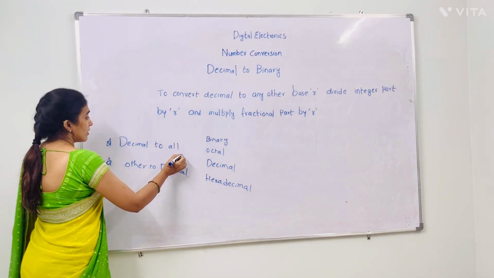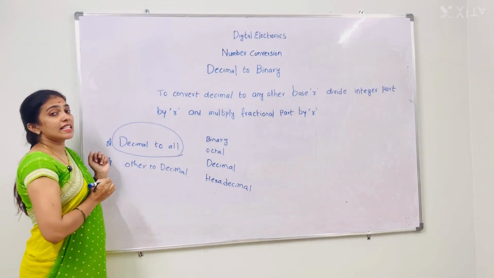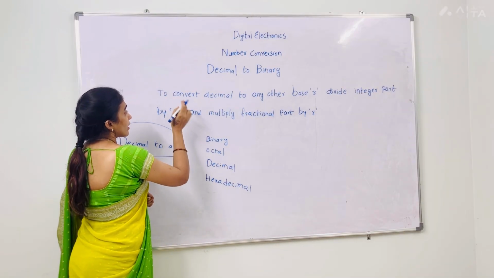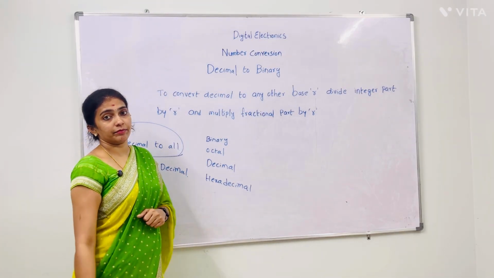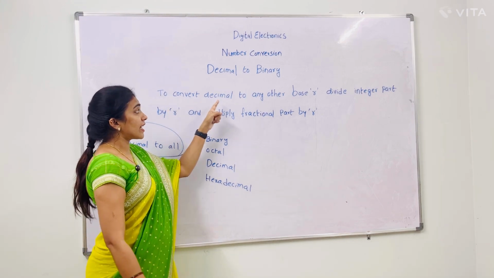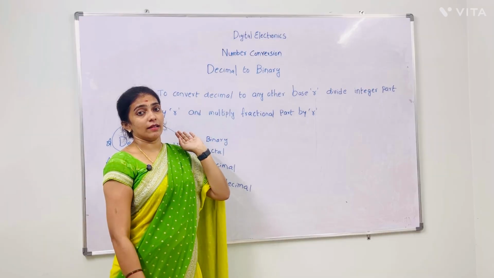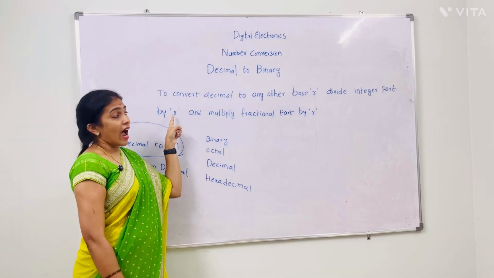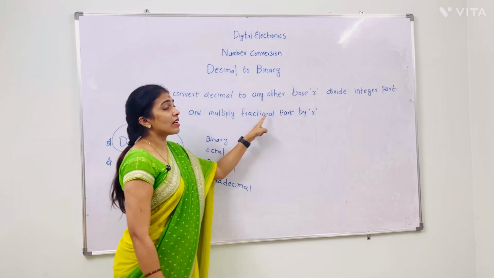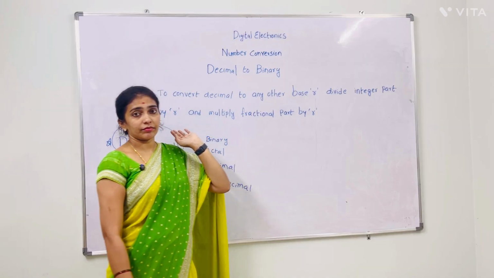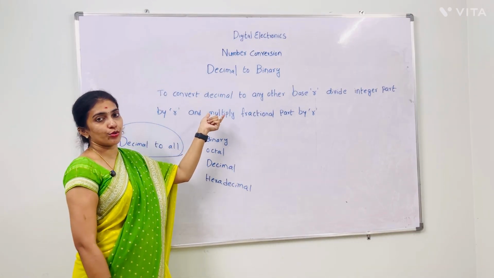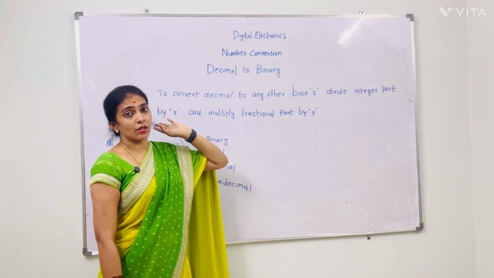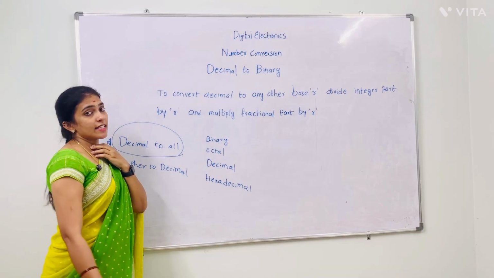So first we will discuss decimal to all, decimal to other number systems. Here you have to remember this definition: to convert decimal to any other base system, divide the integer part by r and multiply the fractional part by r. You have to remember this sentence to do the conversions. We are explaining decimal to binary. We'll do one example, then you can understand easily.